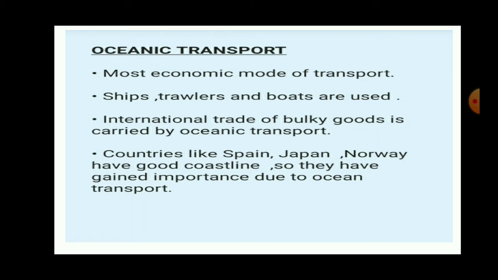In roadways, you have to construct the roads, make bridges and highways. At times you also have to make flyovers. But in oceanic transport there is no need of making any route. Sea water and ocean water is the route of oceanic transport. In the case of railways, you have to lay down the rail tracks. Here you don't have to lay any tracks or roads. So it is one of the cheapest modes of transport. Now ships, trawlers and boats are used for oceanic transport.